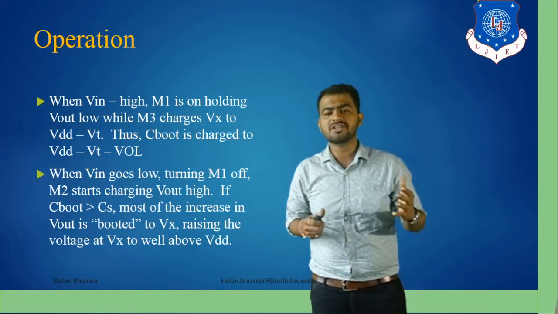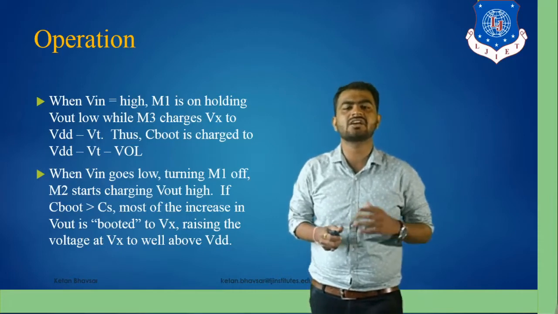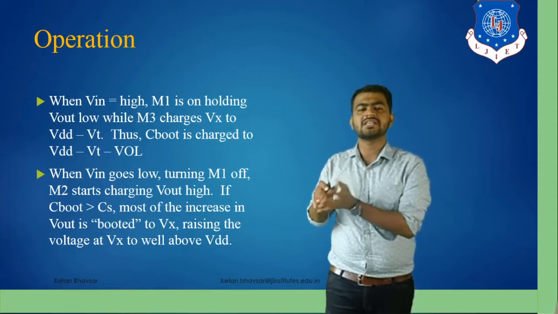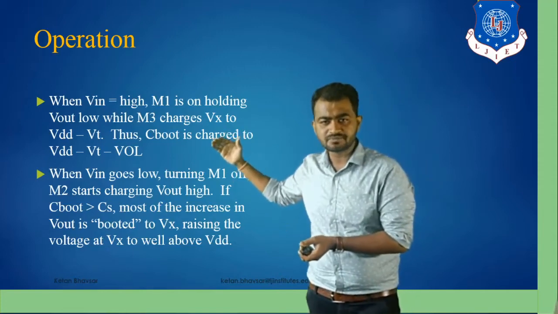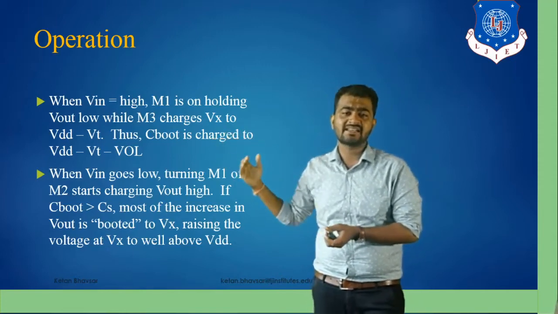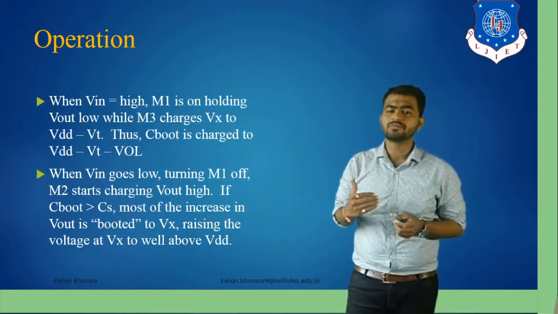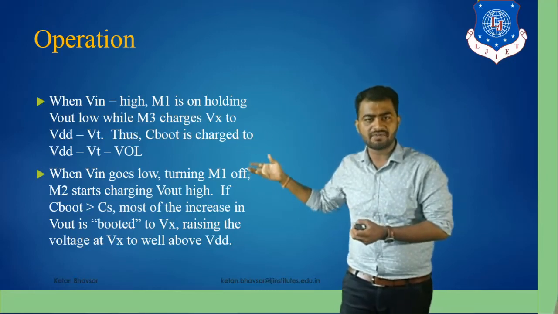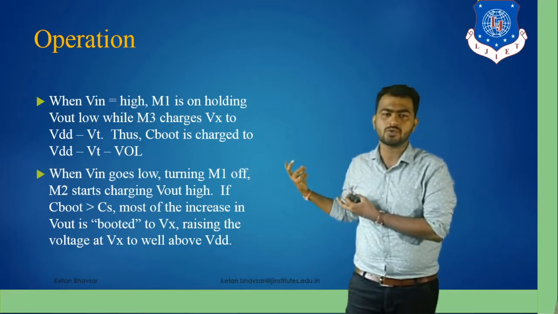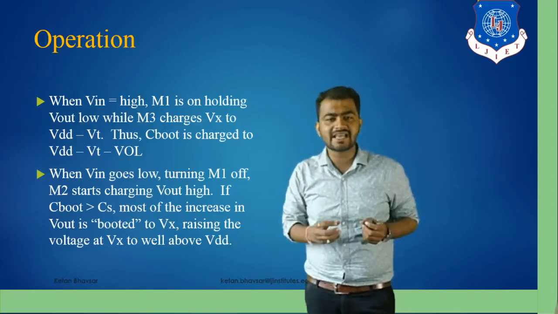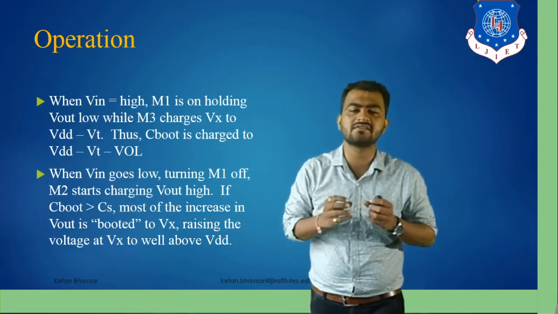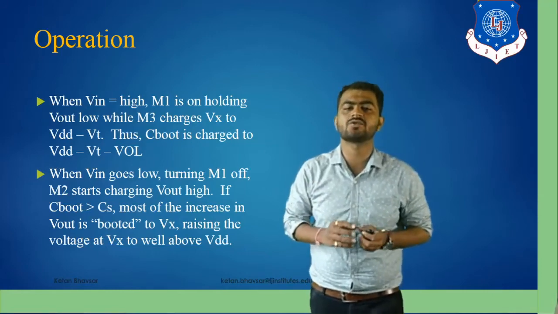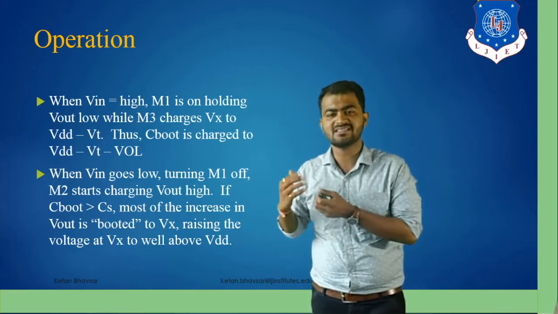So when we are talking about the operation of the bootstrapping based concept, ultimately we are talking about M1, M2 and M3. M3 will be charged at the terminal Vx, and it is connected with the C boot capacitor. So when V goes low, the transistor M1 is turned off and M2 starts charging, and V out goes to high. If C boot is greater than Cs, most of the increase in V out is boosted to Vx, raising the voltage at Vx to as high as above VDD.